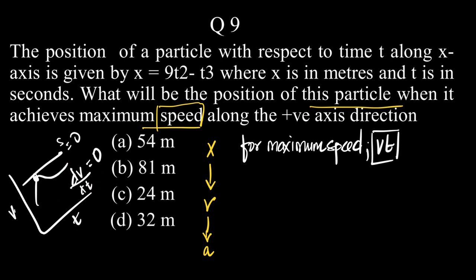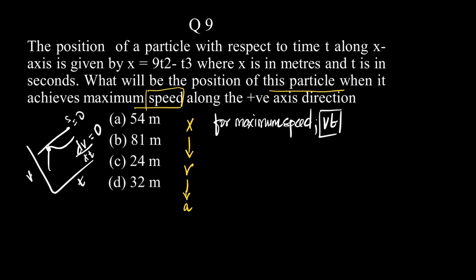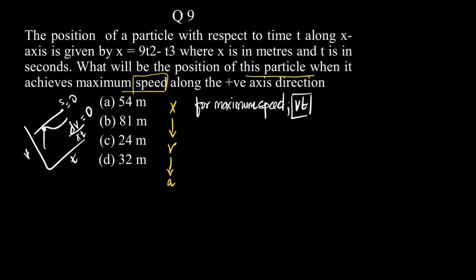Okay, for others, see, if we have VT graph at the maximum point, the slope is equal to zero. The dV by dt has to be equal to zero. Only then the maximum speed is obtained. Now, in this case, what we need to understand is if the speed is maximum, slope is zero. That is something we know.